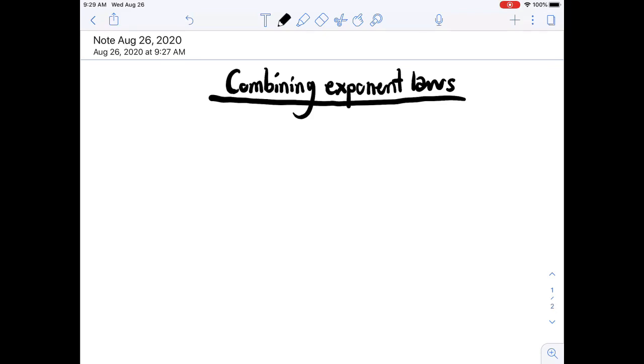Today is a sort of continuation from last lesson. We are combining the exponent laws and looking at simplifying expressions with coefficients and variables. So I'll show you an example of what we're going to learn here.